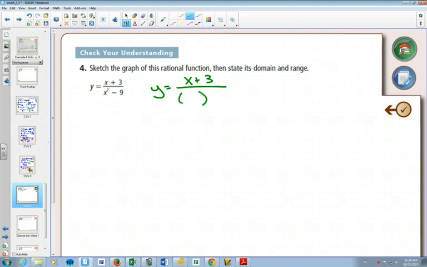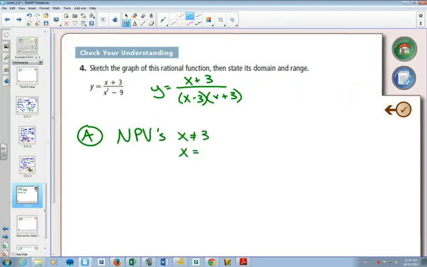So I factor the bottom as a difference of squares to get x minus 3, x plus 3. So for part A, once it's factored, I know right away that I have non-permissible values, that x can't equal 3 and x can't equal negative 3. So we need to find out, are these going to be vertical asymptotes or are they going to be holes? Well, I can see that these x plus 3's are going to cancel out, which leaves my equation to become 1 over x minus 3.